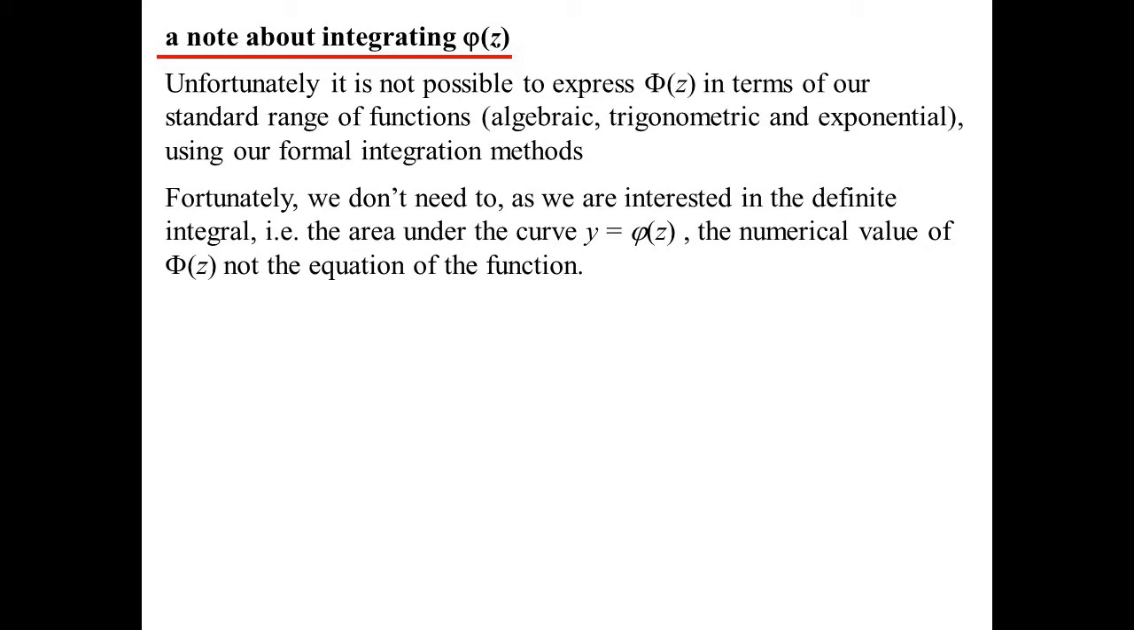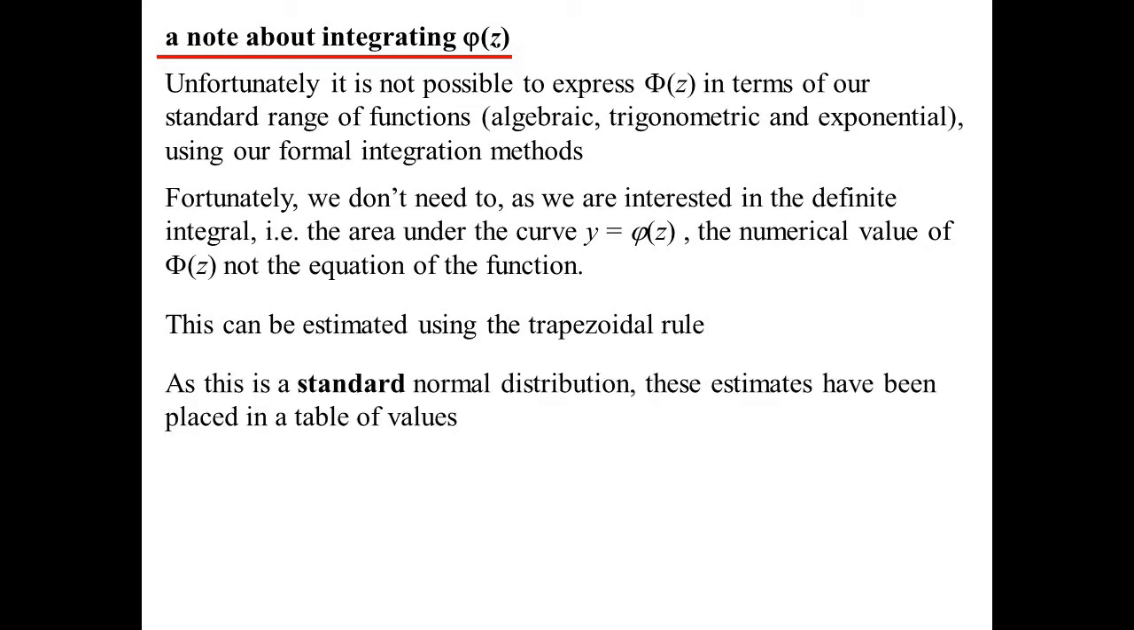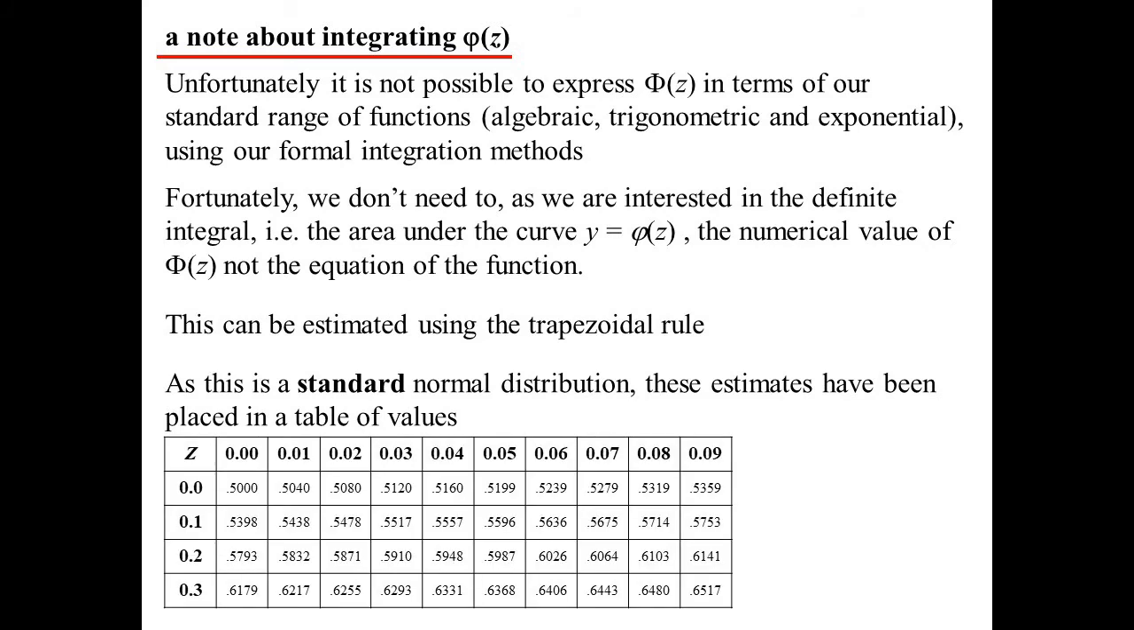And we can estimate the value using trapezoidal rules and things like that. But because it's a standard one, that's been worked out already, of course. We don't want to work it out time and time again, and that's why we have tables of values, and we can simply look up what the value is. So something like that. That's a very compacted one.